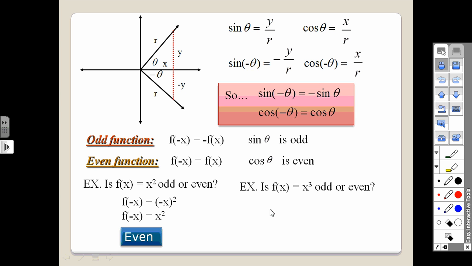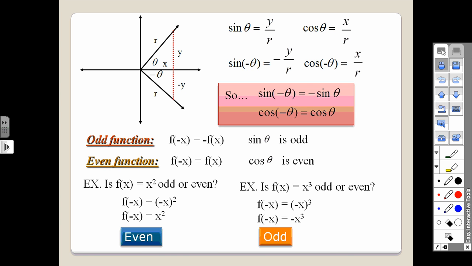Okay, so let's try something here. f of x is equal to x cubed. Is this odd or even? So we're going to do the same process. You plug in negative x for x, and this time a negative, when you cube it, gives you a negative one, right? And then x cubed is x cubed. And so now when you compare these two, you can see that this is the exact negative of that value. And so that makes this an odd function. So you'll get some practice with functions, f of x, and different functions that we've looked at in Algebra 2 to test them to see if they're odd or even.